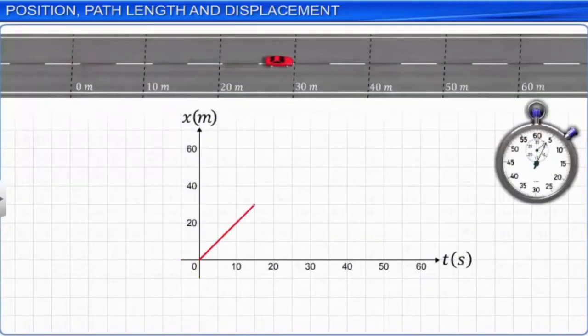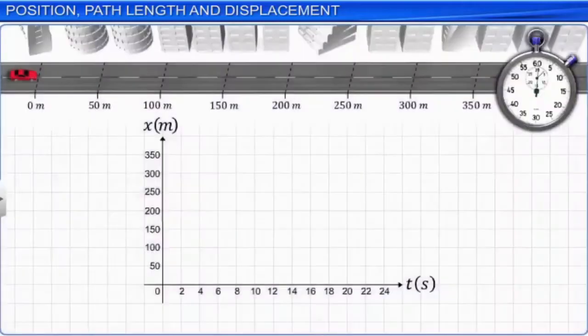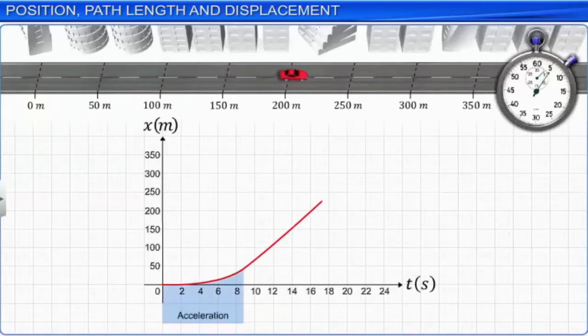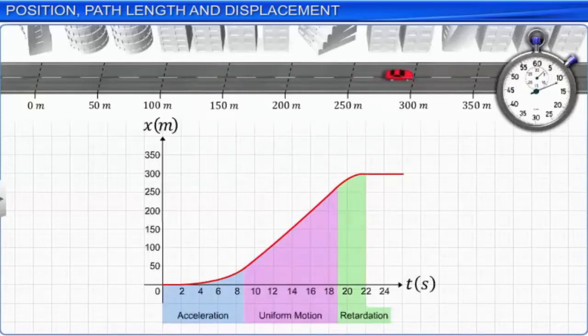When a body covers equal distances in equal intervals of time along a straight line, it is said to be in uniform motion. Case 3. If the car starts from the position of rest, picks up speed and moves with uniform speed for some time, later the brakes are applied and its speed gradually decreases, and the car finally comes to rest, this graphical representation shows all the three types of motion, that is, acceleration, uniform motion, retardation, and back to rest.